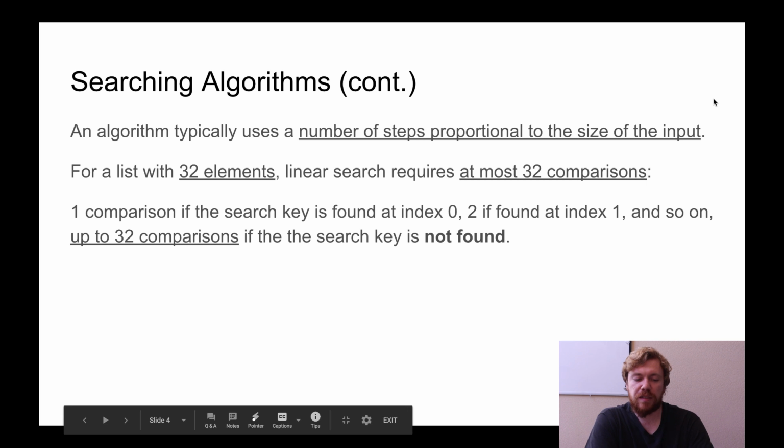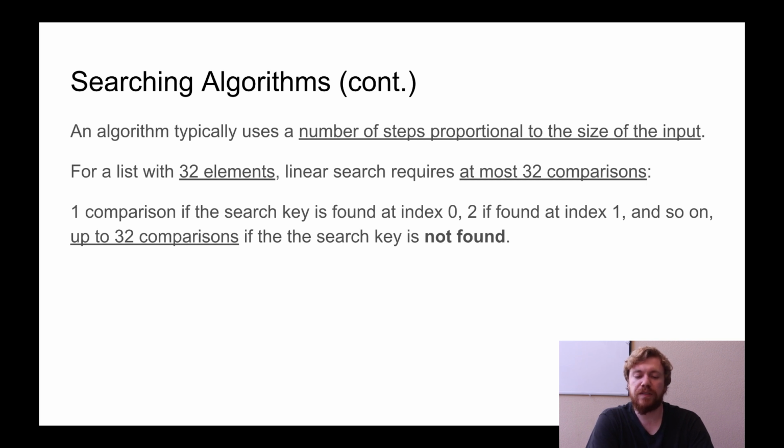So an algorithm typically uses a number of steps proportional to the size of the input. So for a list with 32 elements, linear search requires at most 32 comparisons. Now notice the at most part of that, right? Of course, you might be able to find the element or key that you're looking for within only 1 or 2 comparisons. But it's the at most that's really important.